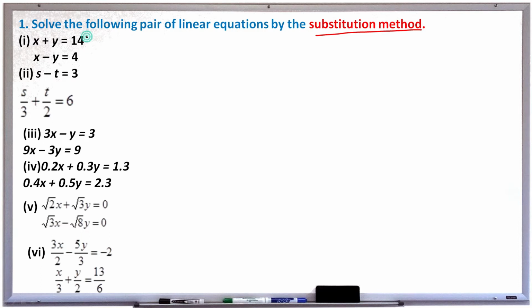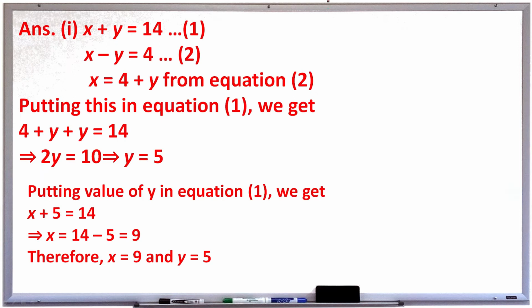Now let us take the first question, how to solve using the substitution method. x plus y is equal to 14, that is equation number 1. x minus y is equal to 4, equation number 2. Now from equation number 2 we can write in terms of x: x is equal to, bring minus y to the right side, it will become plus y. So x is equal to 4 plus y.